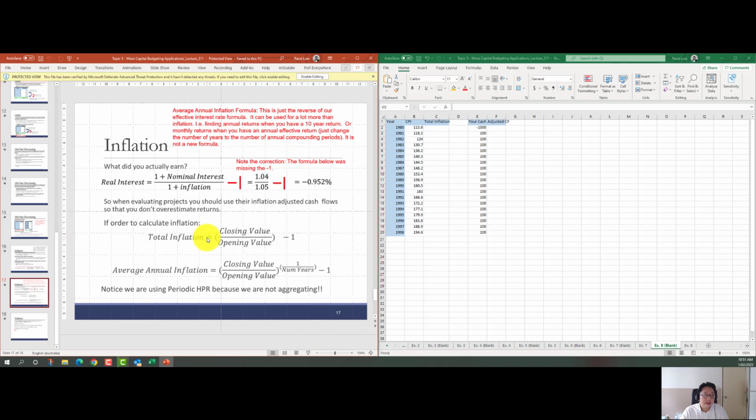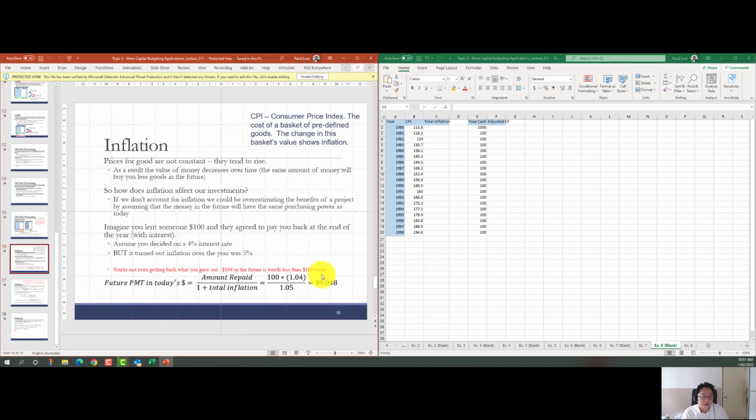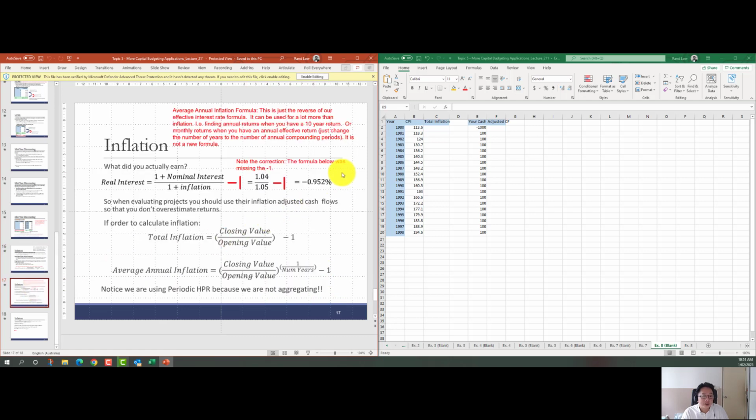estimates. Okay, so basically what we need to understand is the difference between the real interest, nominal interest, and inflation. Okay, so what we actually need to work out is that when we evaluate projects, we should be looking at real interest. Okay, that's given by 1 plus nominal interest over 1 plus inflation. So we worked out that the real interest from what we lent in the slide before is actually negative 0.952% because we lost money. So the real interest received was negative 0.952.